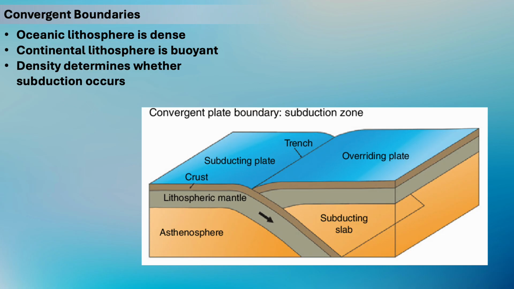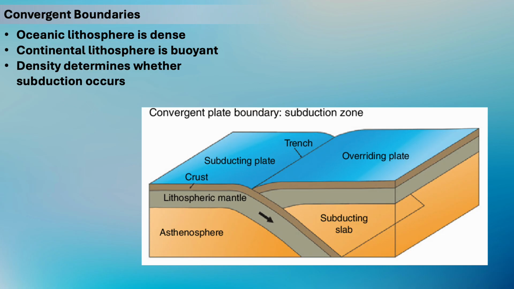At convergent boundaries, tectonic plates move toward one another. Because plates are rigid, this motion cannot continue indefinitely without something giving way. Convergence must therefore be accommodated either by one plate sinking into the mantle or by significant deformation of the crust. The outcome of convergence depends primarily on the type of lithosphere involved, which controls density and buoyancy. There are three main possibilities.